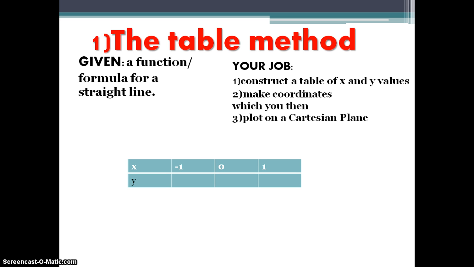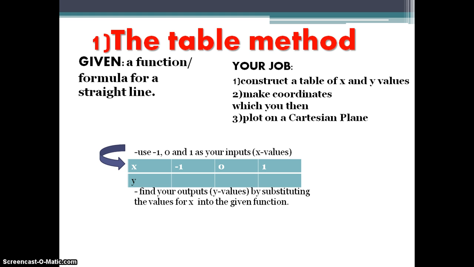So we suggest that when you make your table, the x values, your inputs that you use, are -1, 0, and 1. These are just the simplest ones that you can substitute into your formula to find your outputs. To find your outputs, you have to substitute the values of x into the given function. So that's a little bit of math that you have to do to complete the table.